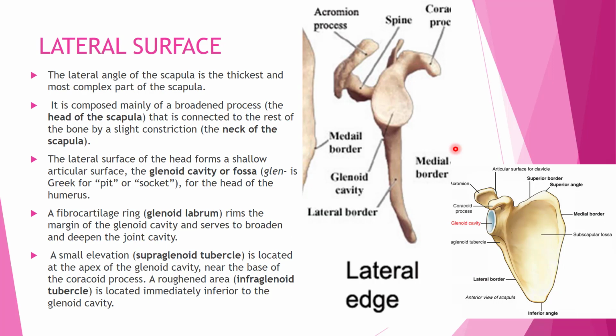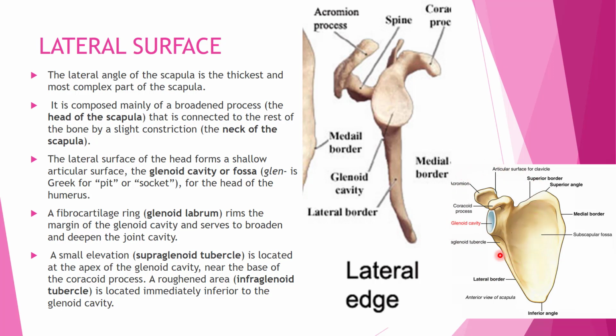Now we will discuss the surfaces one by one. First of all, we have discussed the lateral angle, superior angle and the inferior angle. So first of all, the lateral angle of the scapula. See here, the lateral angle of the scapula is the thickest one. This is the thickest angle of the scapula and it is the most complex part of the scapula.